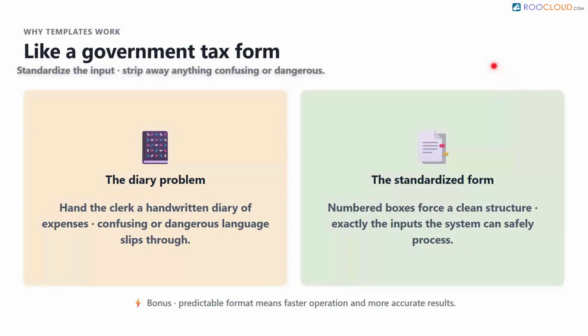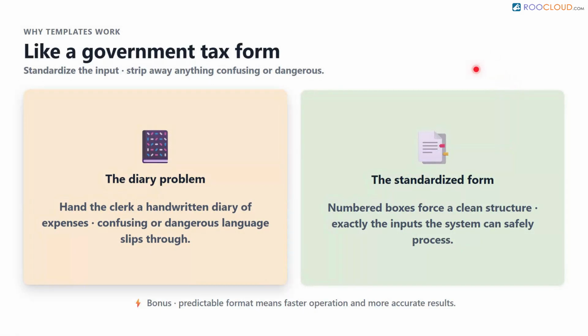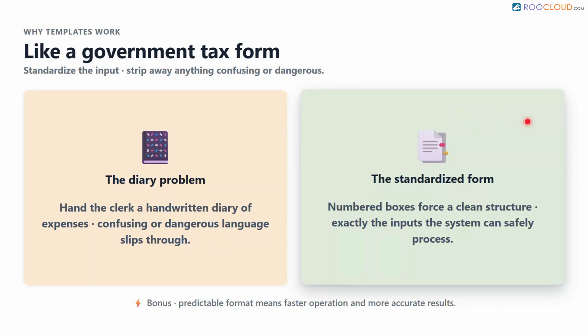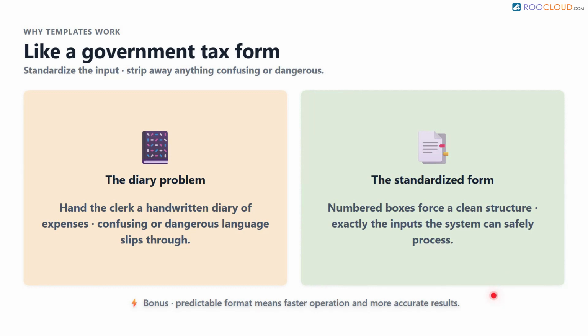Imagine going to a government tax office to file a return. Instead of letting you walk in and hand the clerk a handwritten diary of your expenses, they force you to fill out a standardized form with specific numbered boxes. This standardization strips away confusing or dangerous language. As a bonus, because the machine receives information in a highly predictable format every single time, it actually operates faster and produces much more accurate results.